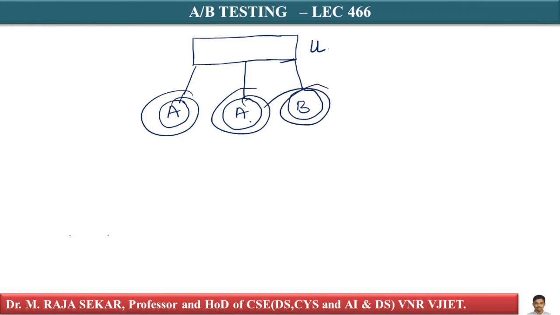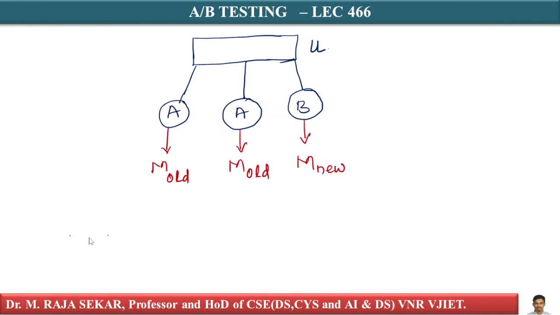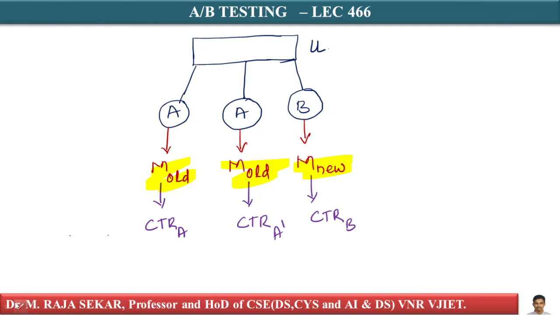So you train your old model here, and you train your old model again here. You train your new model, MNew, here. Now what you do is, you get the CTR of A here, and the CTR of A dash here. Let's call this the CTR of B.